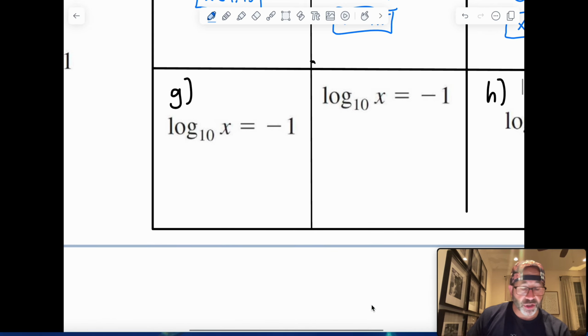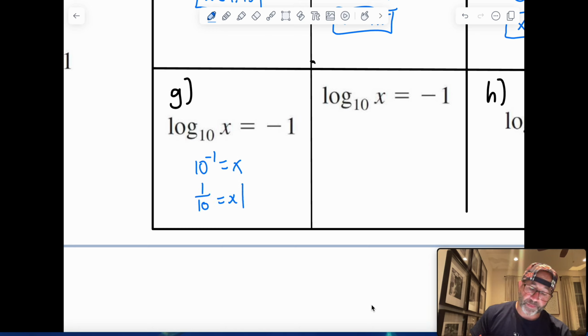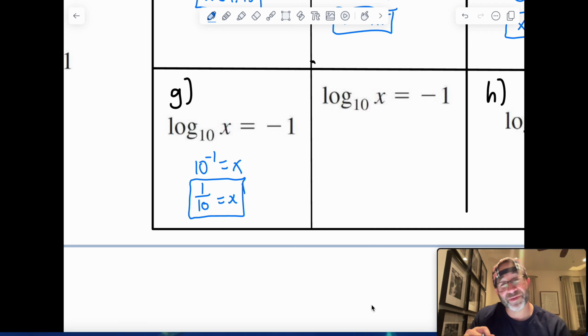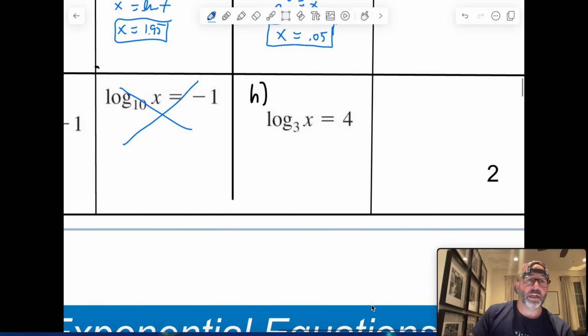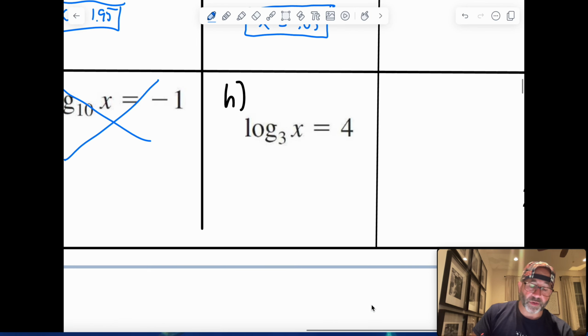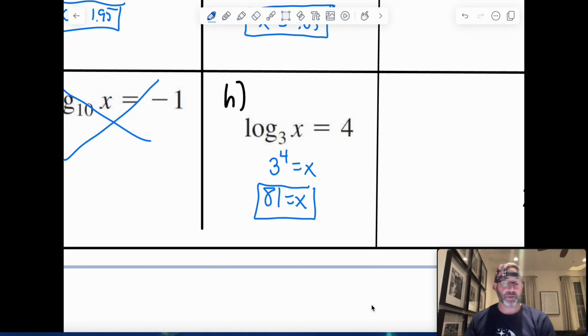All right, let's take a look at letter G. Doing the conversion here, we're going to do 10 raised to the negative 1 is equal to x. So we're going to get 1 over 10 is equal to x. Honestly, I can't really think of another way that we could do letter G that is really worth even going through. So let's just leave that as it is. Letter H, we're going to do our conversion here. 3 raised to the 4th is going to equal x. So that means that 81 is going to equal x. Base stays the base. The other two parts switch places.